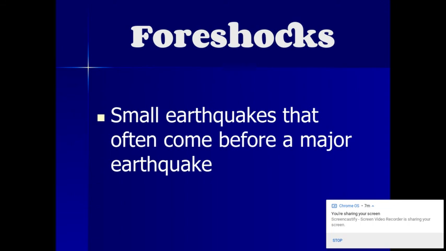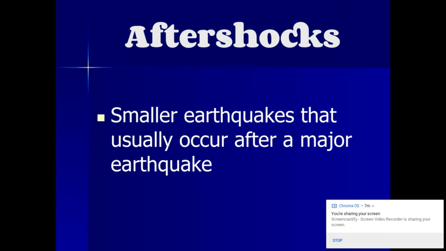When we have earthquakes, we have foreshocks. Foreshocks typically come before a major earthquake. A lot of times people talk about foreshocks being smaller. Same thing for aftershocks. After a major earthquake, you can have smaller earthquakes that usually occur. And I hate to use the term smaller because when we're talking in scale of earthquakes, they can be almost as large as the initial quake itself. So these can still be very strong.